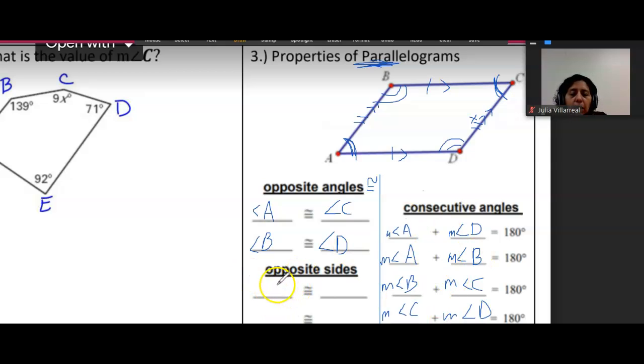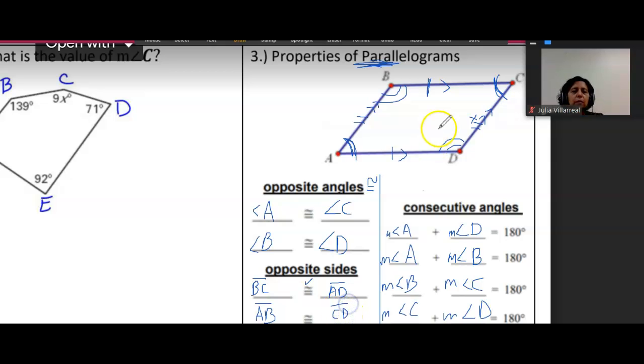So another thing we learned is about opposite sides. Opposite sides are congruent. So we already talked about that. Look at this, BC is congruent to AD. So side BC is congruent to side AD. And because they are congruent and parallel, then these two must also be congruent and parallel. So side AB is congruent to side CD.